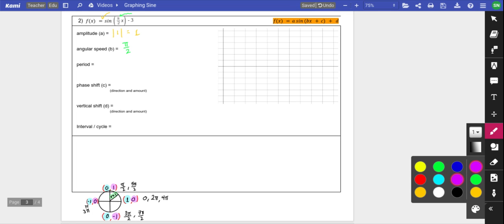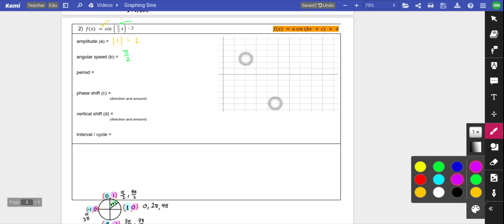C is the number that gets added to x inside the parentheses. There's nothing there, so we're going to put C as 0. There is no phase shift. Then D is the number that you add or subtract to the sine function. In this case it's -3. This tells us that we move down by 3 units. Remember, negative is down.